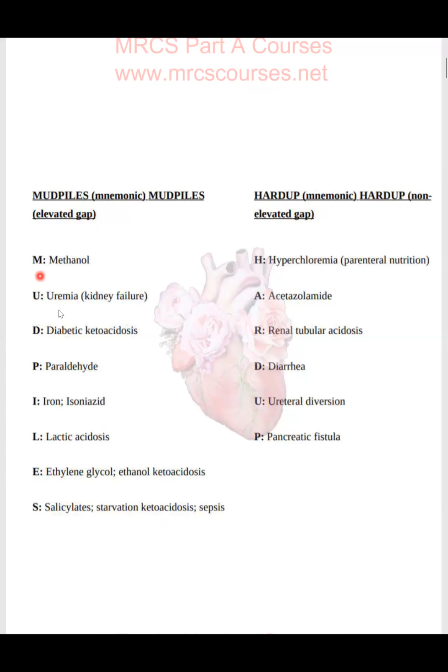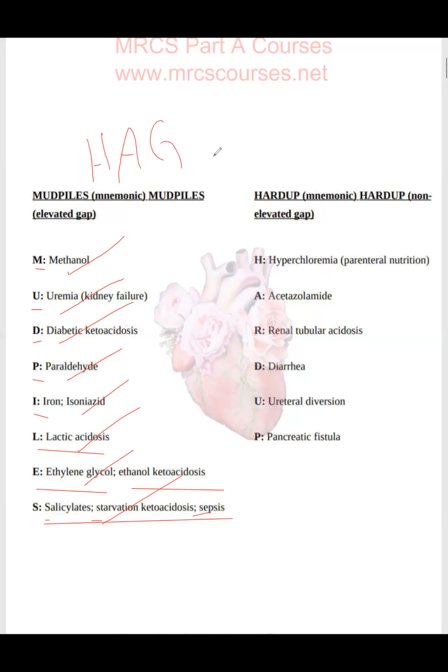And for methanol, uremia, diabetic ketoacidosis, paraldehydes, isoniazid, lactic acidosis, ethylene glycol, and ethanol ketoacidosis, salicylates, starvation, sepsis. These three S's, okay? So this is MUDPILES. So high anion gap metabolic acidosis, these ones: ethanol, uremia, diabetic ketoacidosis, lactic acidosis, and all of that. So this is called HAGMA or high anion gap metabolic acidosis.